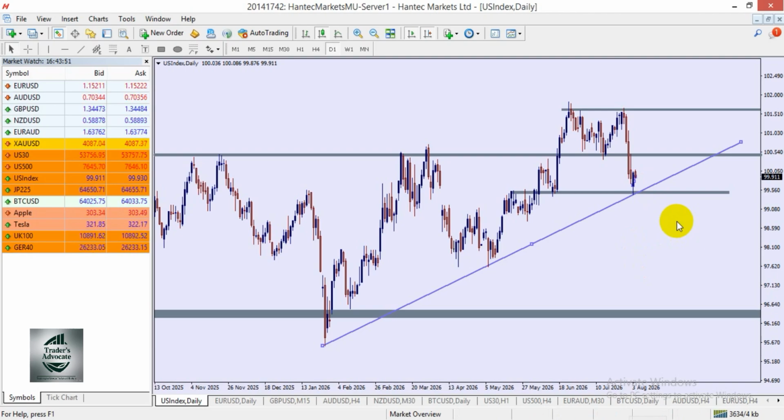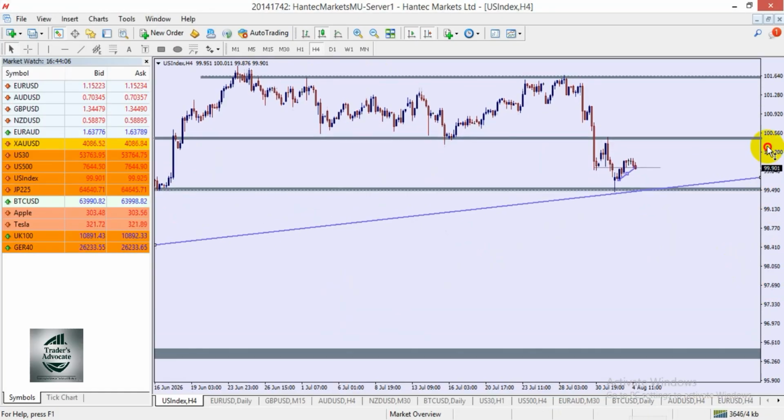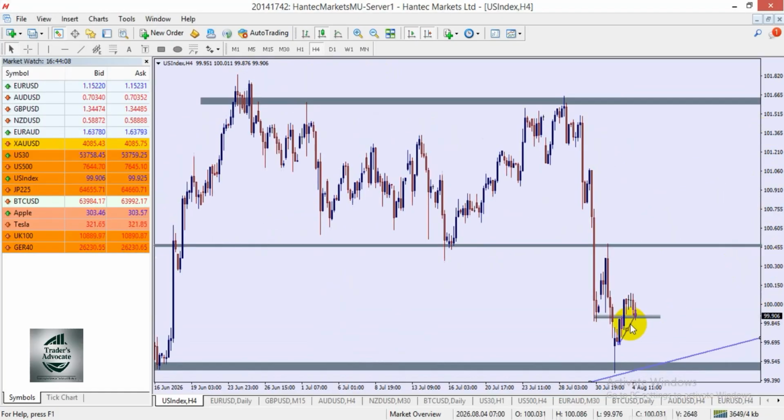But the only time I'll be interested in going long on the dollar index is price coming back here and breaking above here. If I see a break above here, then I'll be interested in buying. But for now, on the dollar index, I have no bias yet. I just feel the market may actually want to collapse all the way to the downside.